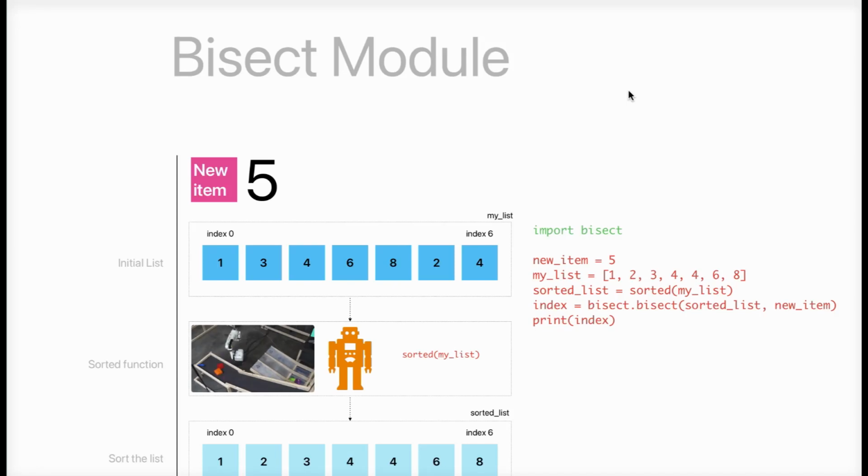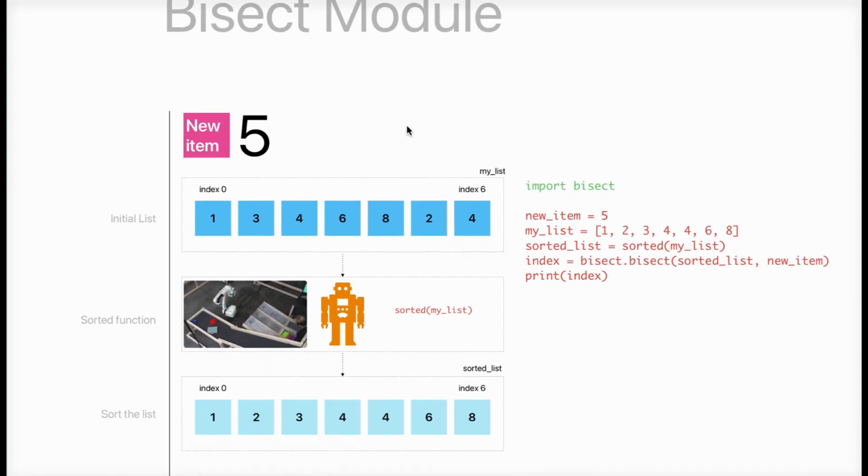Today I'm going to speak to you about the bisect module from Python's native library. Bisect lets you insert a value in a sorted list without messing up the sort, and I'm going to walk you through step by step how that happens.